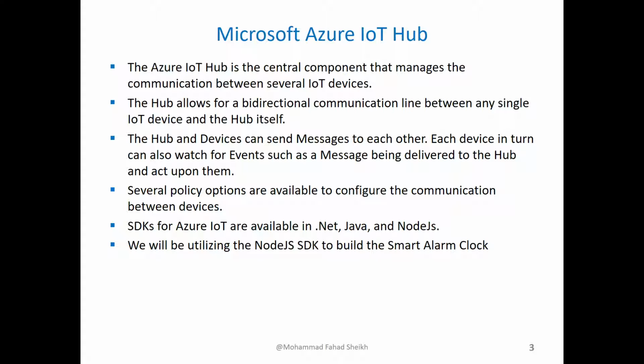Several policy options are also available to configure in the IoT Hub. This limits the communication, and also you can reroute some of the messages to other endpoints, which can be subscribed to. The SDKs for the Azure IoT are available in .NET, Java, and Node.js, and we will be utilizing the Node.js variant for the smart alarm clock.